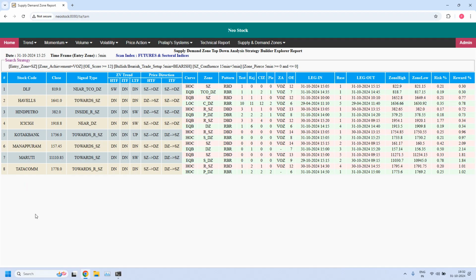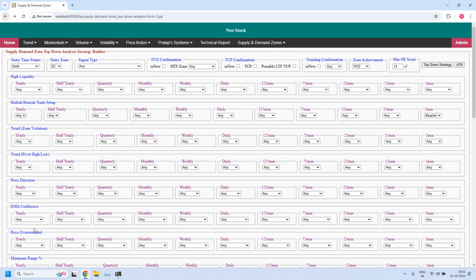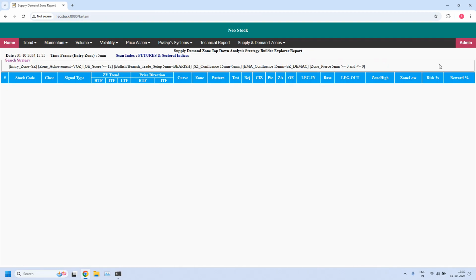the 15 minute supply zones. And out of these 8, there could be even more high probability setup stocks might be available if these 15 minute supply zones are having daily EMA confluence, because 5 minute supply zone is part of 15 minute supply zone. So those 15 minute supply zones are having daily EMA confluence. None of the stocks are having 15 minute supply zone with daily EMA confluence.